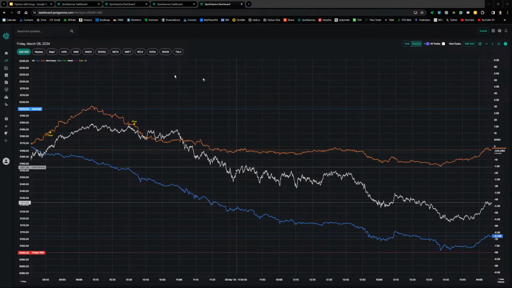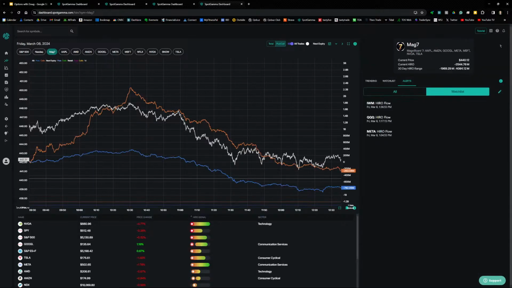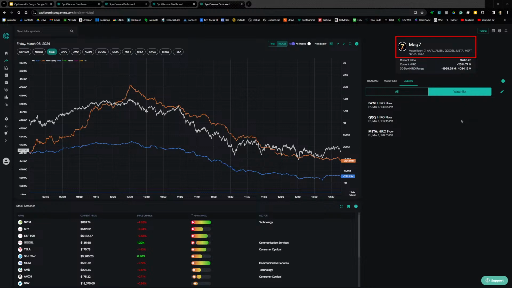All right, let's take a look at Nasdaq now. And for the Nasdaq, I like to take a look at this Mag 7 signal. So let me show you what this is. This is another combined signal. This is showing options trades and market maker hedging activity for the stocks known as the Magnificent Seven: Apple, Amazon, Google, Meta, Microsoft, Nvidia, and Tesla.